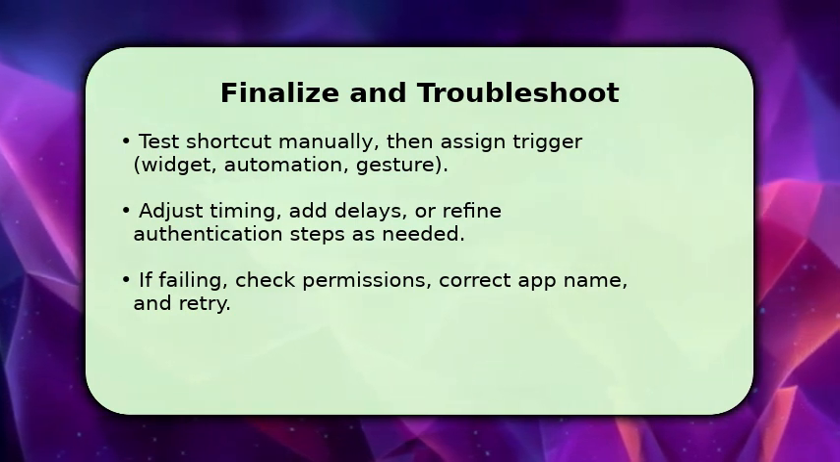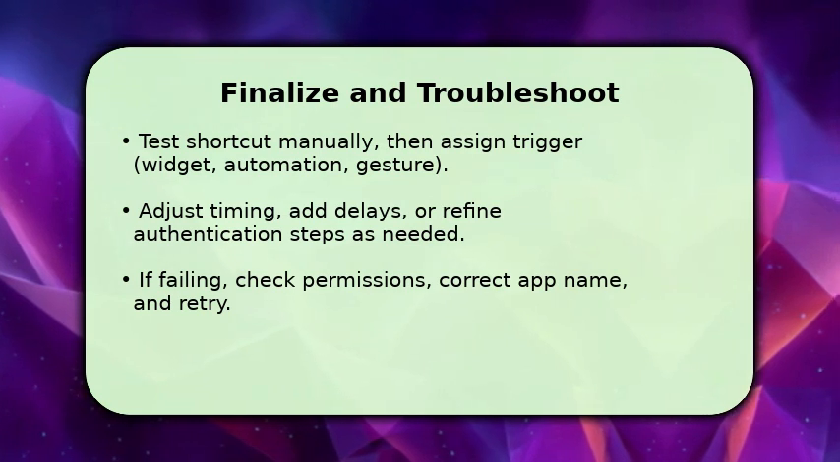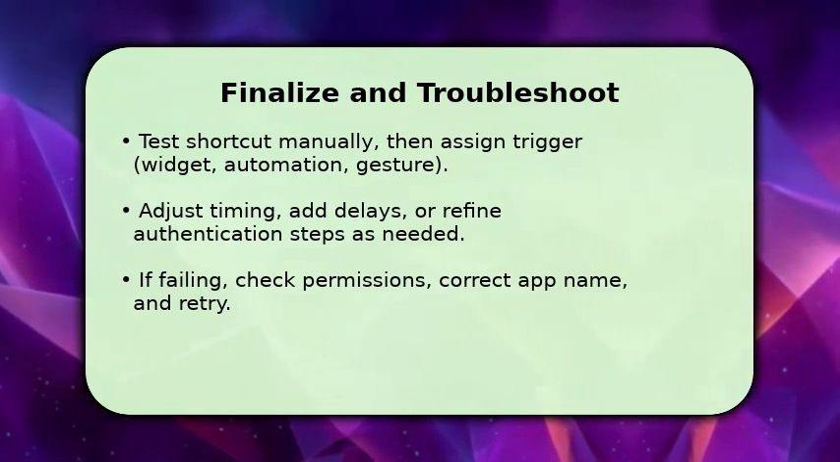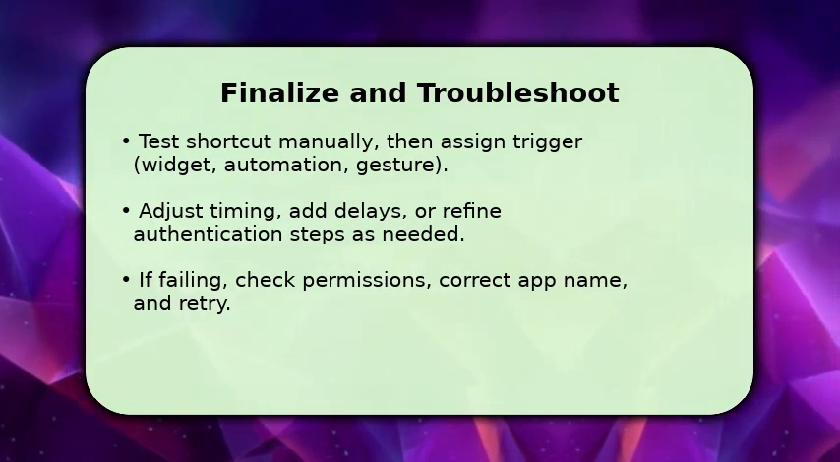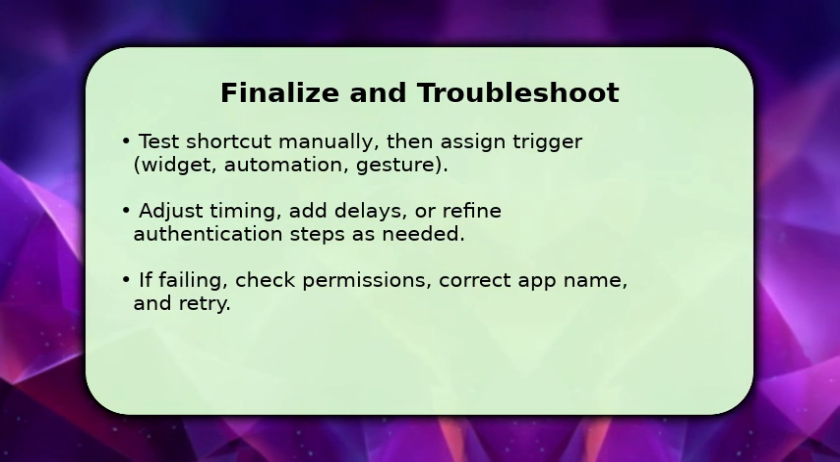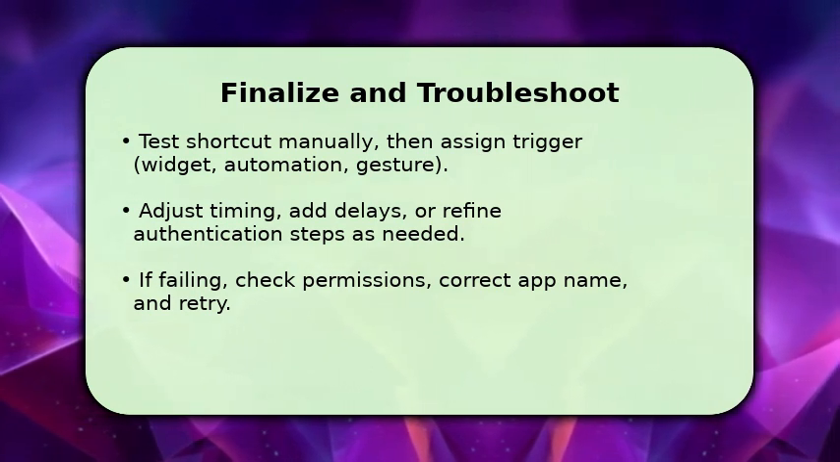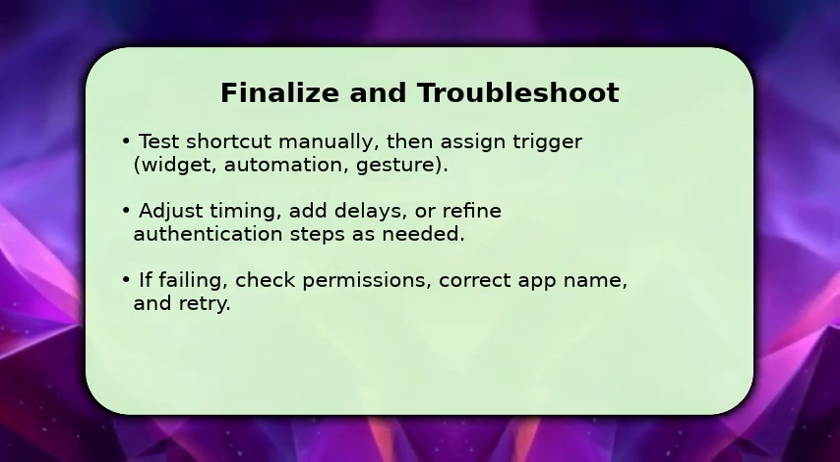If something fails, verify permissions, confirm the app's exact name or bundle ID, and add short delays between actions to allow state changes. Make sure your authentication action is supported on your OS. If not, switch to a supported method and retest immediately.